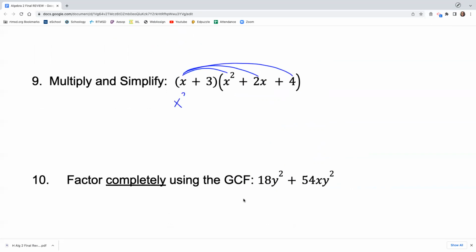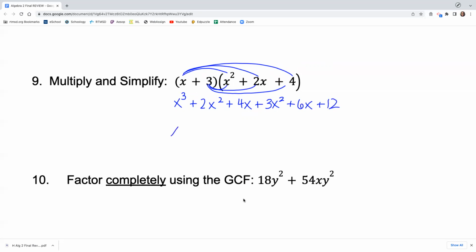X times x squared is x to the third. X times 2x is 2x squared. X times 4 is 4x. Then I multiply 3 times x squared, 3 times 2x, and 3 times 4. 3 times x squared is 3x squared. 3 times 2x is 6x. 3 times 4 is 12. So we have all 6 of these terms.